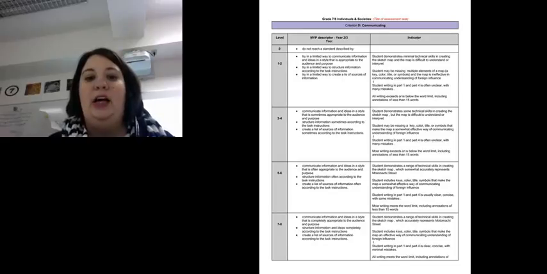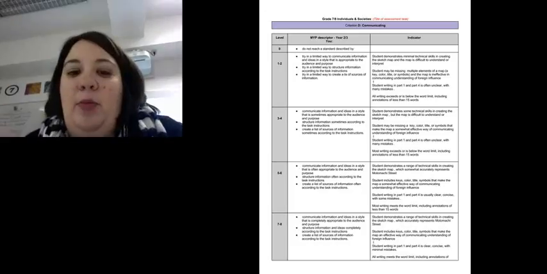Student includes keys, color, title, symbols. Let me repeat that. Keys, color, title, symbols. Title, some of you are going to forget. That makes the map an effective way of communicating understanding of foreign influence.